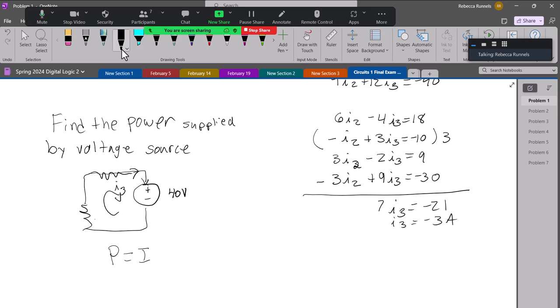So power is IV. The current I3 is going into the positive terminal, so I'll list that as 40 volts. And the current going into the positive terminal is negative 3 amps. And so my power is negative 120 watts, or I would say 120 watts power supplied.